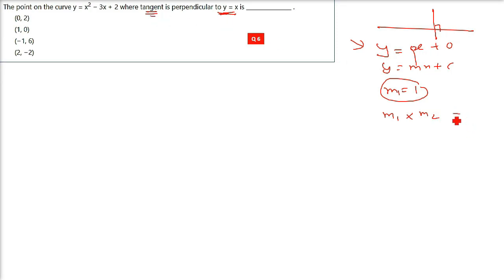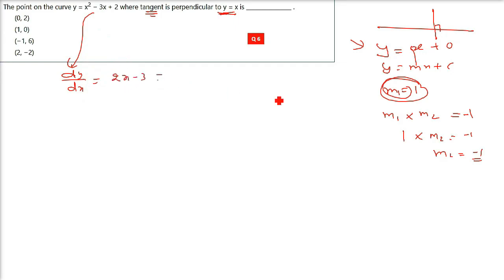m1 into m2 is equal to negative 1. m1 is 1, m2 we have to find out, so m2 is going to be negative 1 by 1, which is negative 1 only. Now we are going to equate it: dy by dx, the slope, is negative 1.